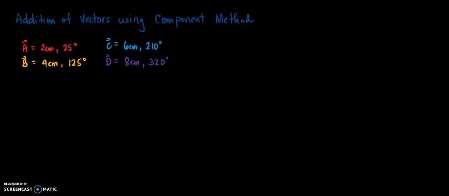Given vector A is equal to 2 centimeters with a direction of 25 degrees. Vector B is 4 centimeters with a direction of 125 degrees. Vector C is 6 centimeters with a direction of 210 degrees, and vector D is equal to 8 centimeters with a direction of 320 degrees. Okay, so let us graph these vectors first.